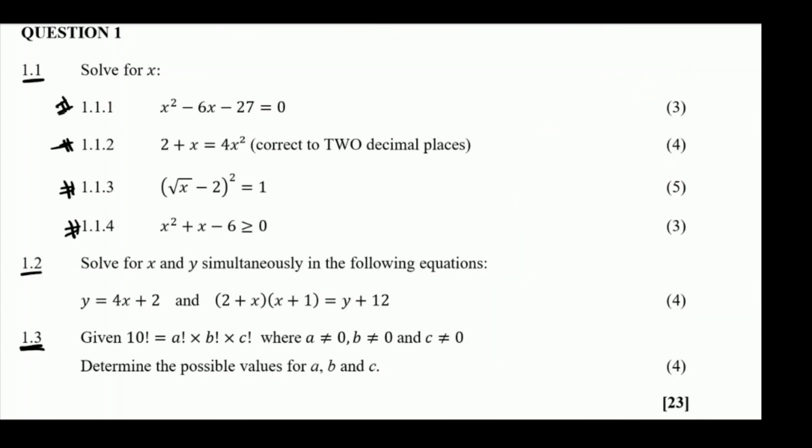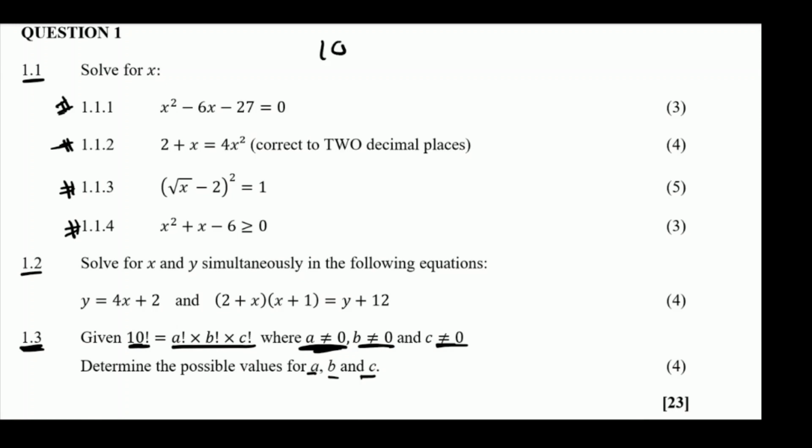So now we're going to do 1.3, where we are given this factorial of 10 being equals to the factorial of a, factorial of b, and factorial of c, where a is not equals to 0, b is not equals to 0, c is not equals to 0, right? Determine the possible values of a, b, and c.